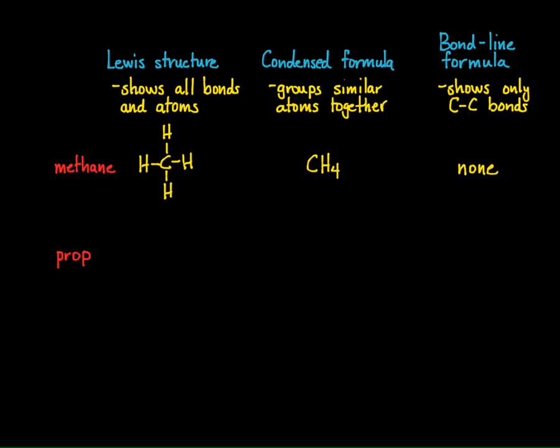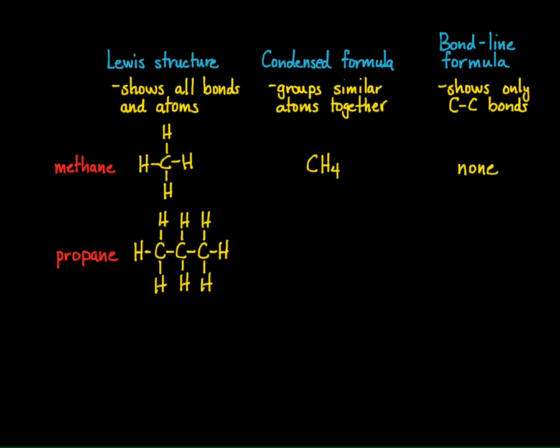So let's look at something that has carbon-carbon bonds. We're going to take a look at propane. Propane has 3 carbons. It's C3H8. C3H8 is the empirical formula. And the Lewis structure for propane shows the carbons connected to one another and then hydrogens all around the carbons to give an octet of electrons to each carbon atom, right?